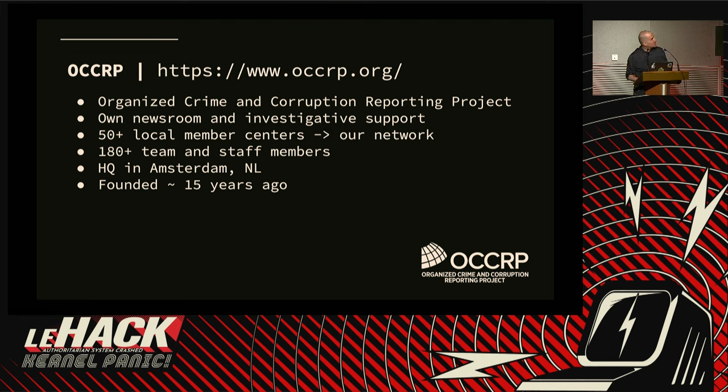We have our own newsroom and our own investigative support. We work as a sort of network, so we have a core staff, but we have member centers all over the world, local member centers in different countries, and we work together on cross-border investigations that involve crime and corruption or organized crime. Our staff has grown a lot over the past few years. We have our headquarters in Amsterdam, and OCCRP started very small about 15 years ago.